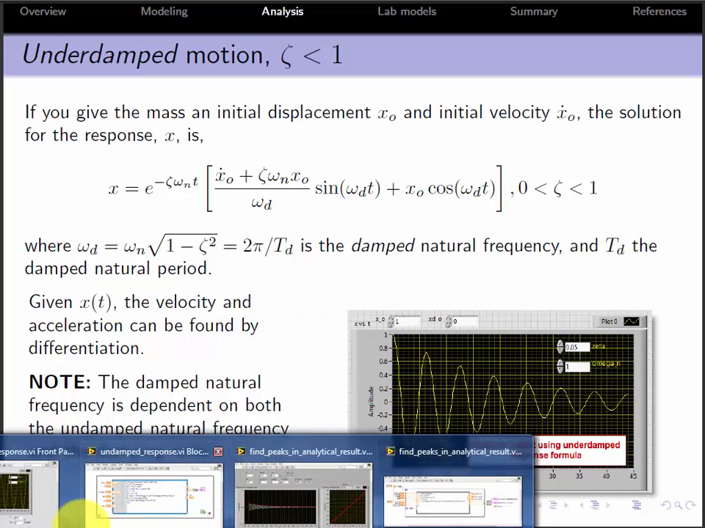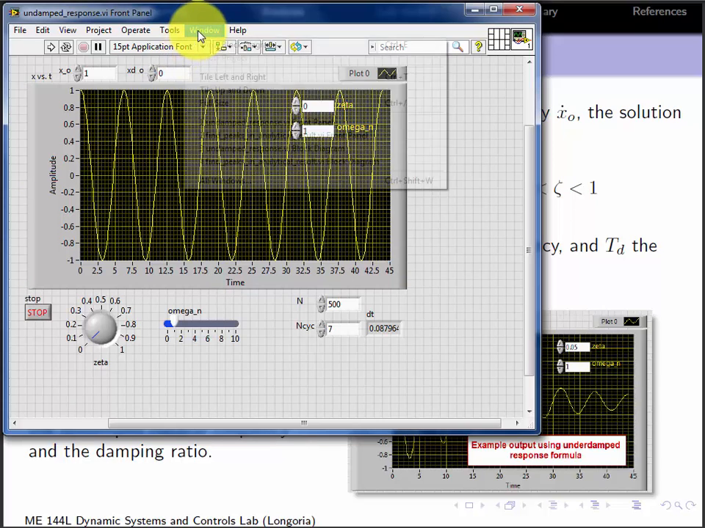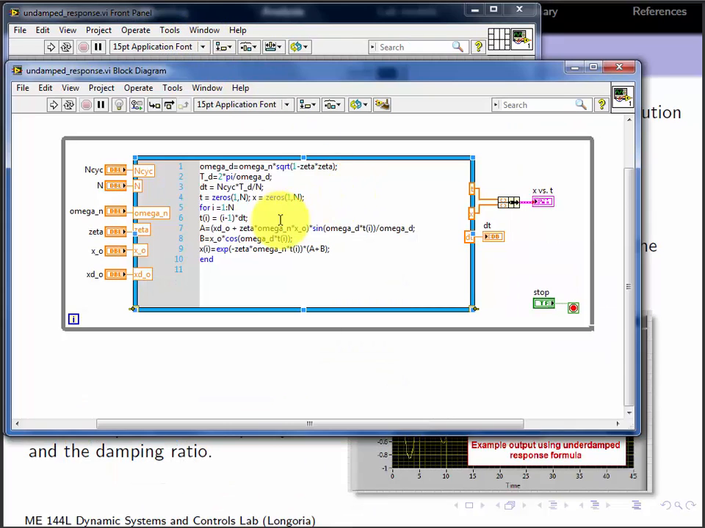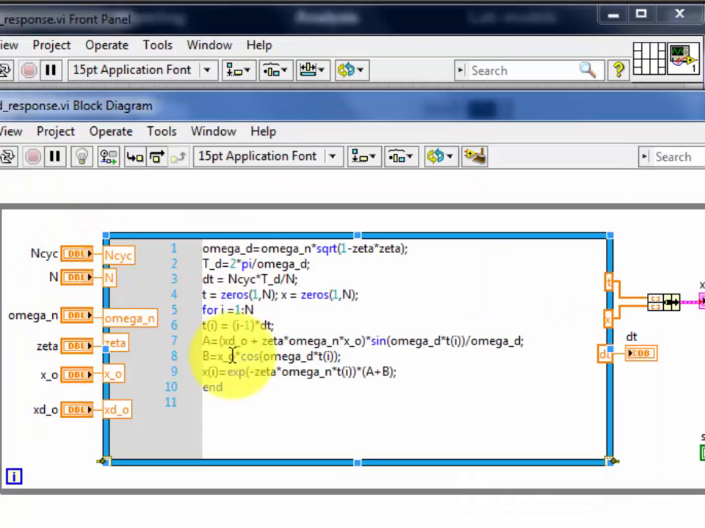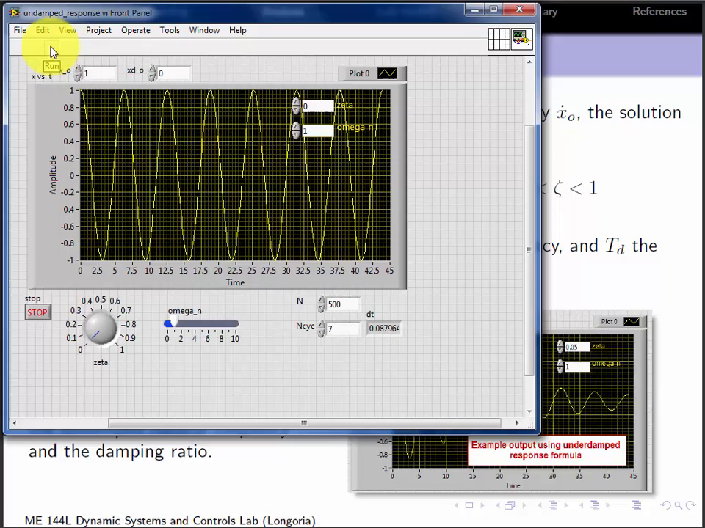I can show you a real simple little VI I put together in LabVIEW. All I did was put that solution into a math script node, and I put in how many cycles I want to look at, the natural frequency, zeta, and initial conditions, and in a little math script, just calculate x and plot out x over t. And it's really just for purposes of illustration.